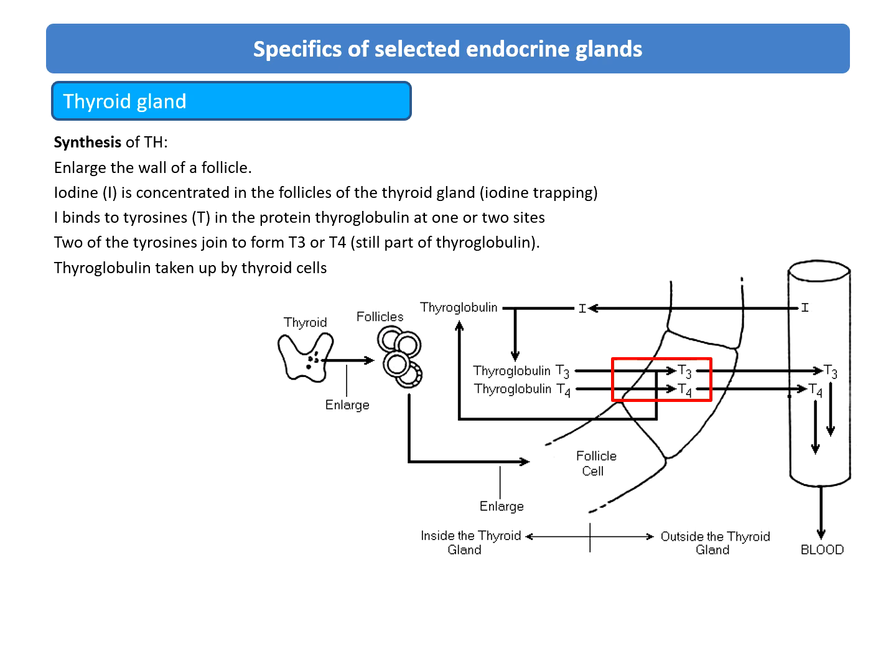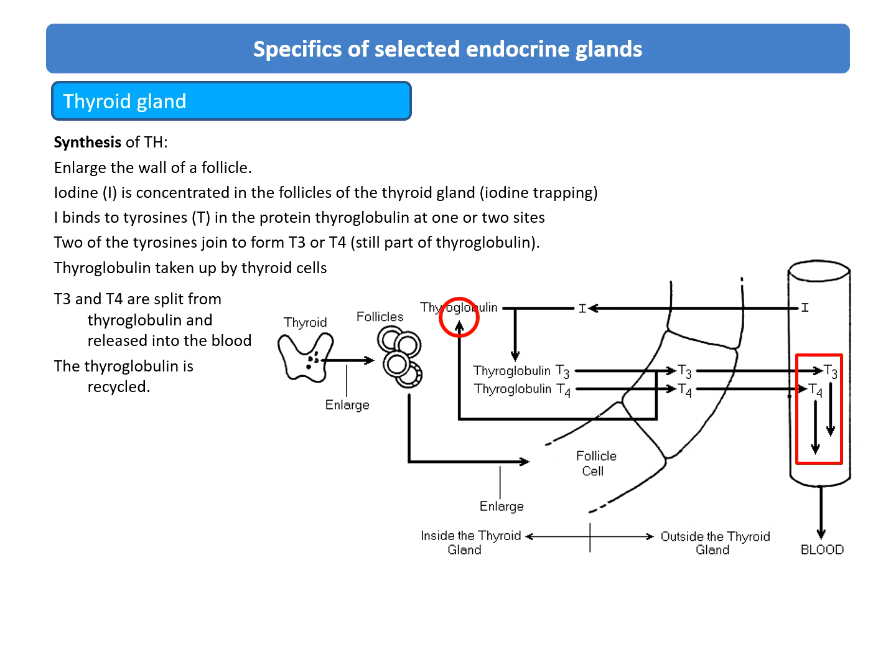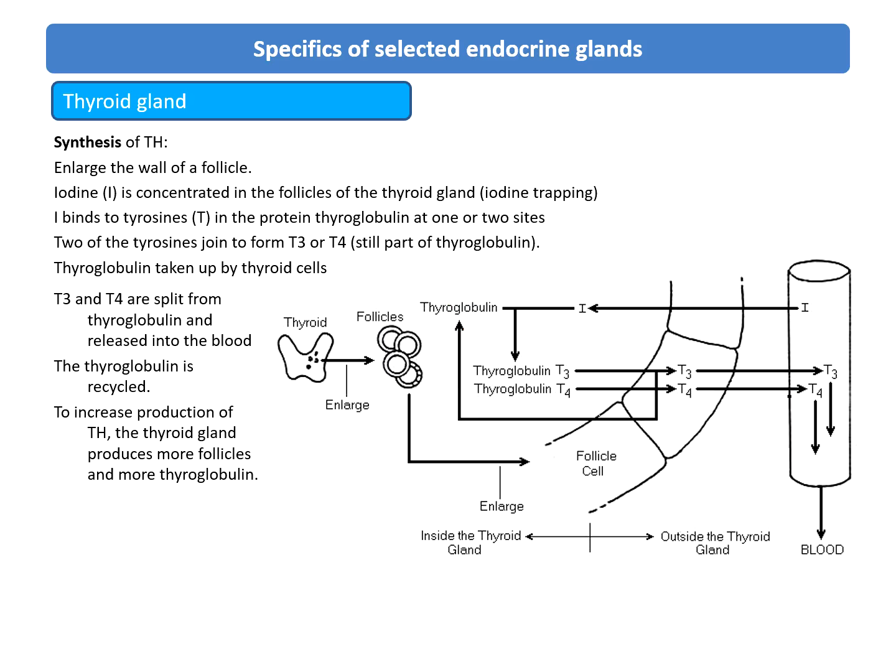Thyroglobulin is taken up by the thyroid cells. The T3 and T4 are split from the thyroglobulin and released into the blood. The thyroglobulin is then recycled to be used again. To increase production of TH, the thyroid gland produces more follicles and more thyroglobulin, as we mentioned earlier. The gland enlarges.